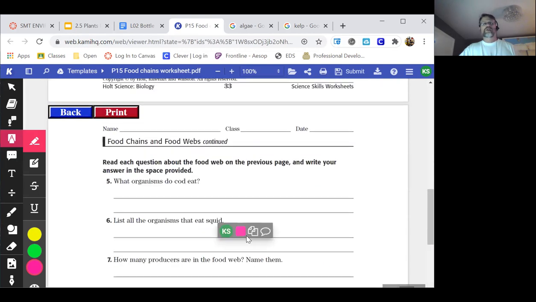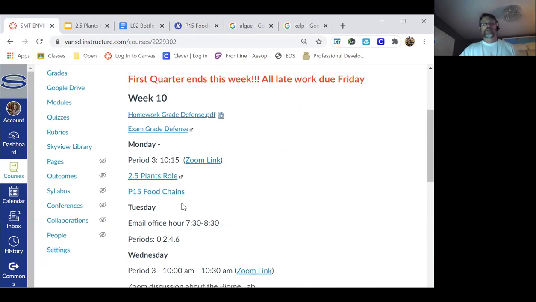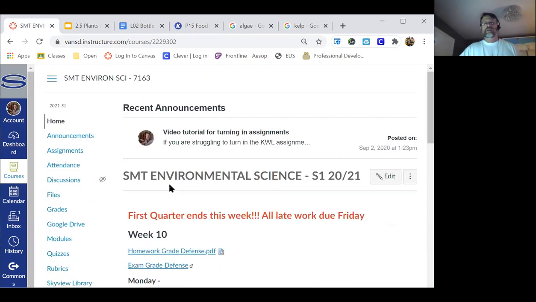Okay, so that should take us all the way through this process. We've talked about the plants' roles as the base of the food chain, and we've given an assignment and worked on the assignment for the food chains, and we're getting ready to go forward and look at ecosystems and how all the cycles fit together.